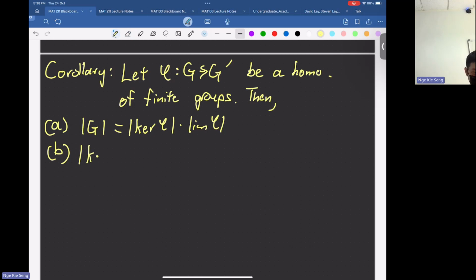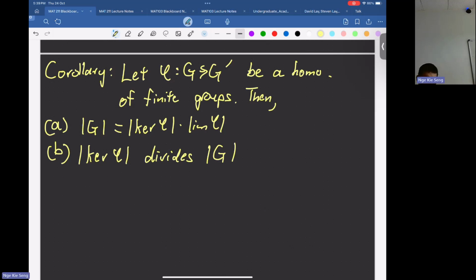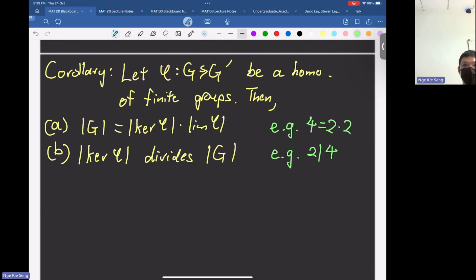So in this case, what can you see? You can see that the kernel of phi actually divides the size of G. If there is A, is there a B? For example, 4 equals 2 times 2, so 2 divides 4. Divisibility is one of the important definitions you need to know in this class. Because like Adrian said, the size of the subgroup determines what kind of subgroup you could have inside your group.